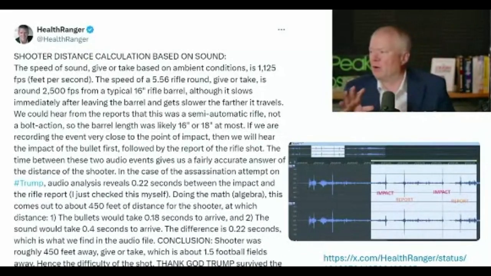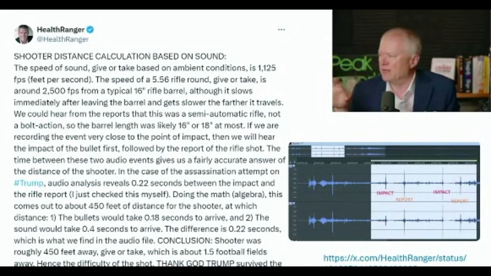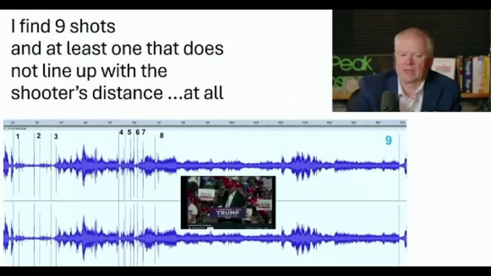Okay. First up, I want a big shout out to Mike Adams at Health Ranger. He was out with this within minutes for those first 3 shots. Clued me in to the idea that we really did need to take a look at the other one. So way to go, Mike. Thank you for picking that up and doing that.